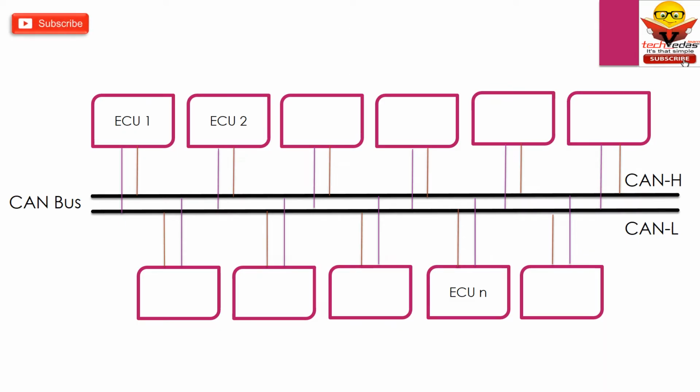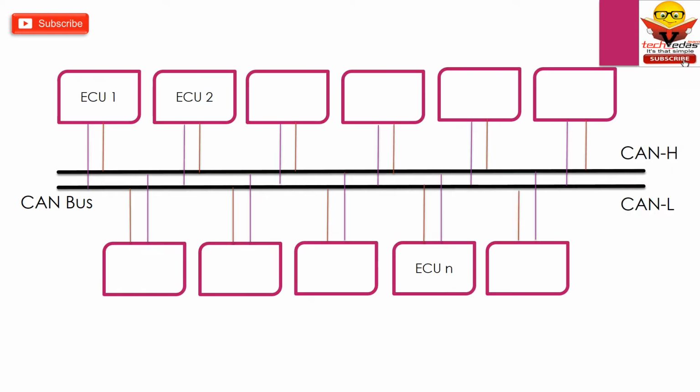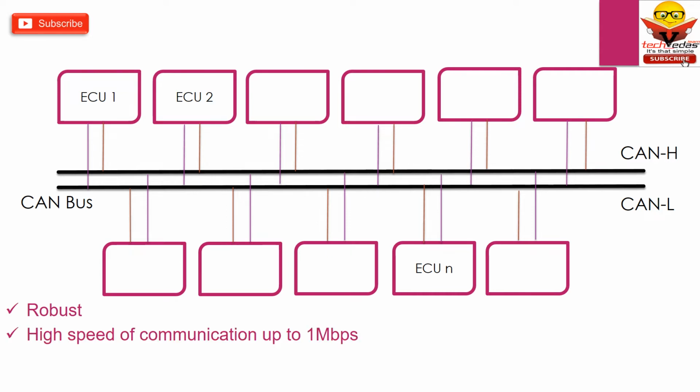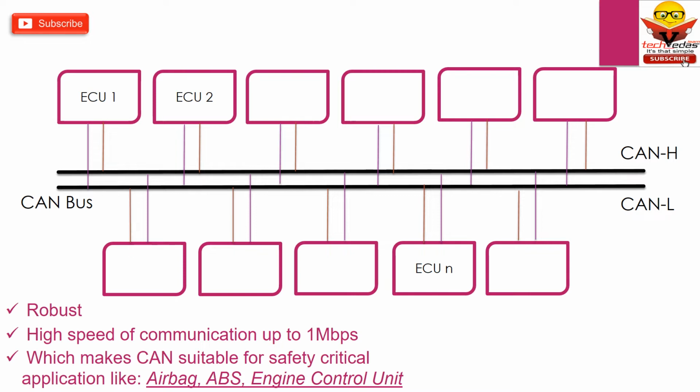This is the classic CAN network where ECUs are connected with each other through a two-wire bus. And these lines are called CAN high and CAN low. The message transmission happens by sending the dominant and recessive bit by applying the differential voltage on these two lines. Now this arrangement is robust and here one can achieve a maximum communication speed up to 1 Mbps, which makes CAN protocol highly suitable for safety critical applications.